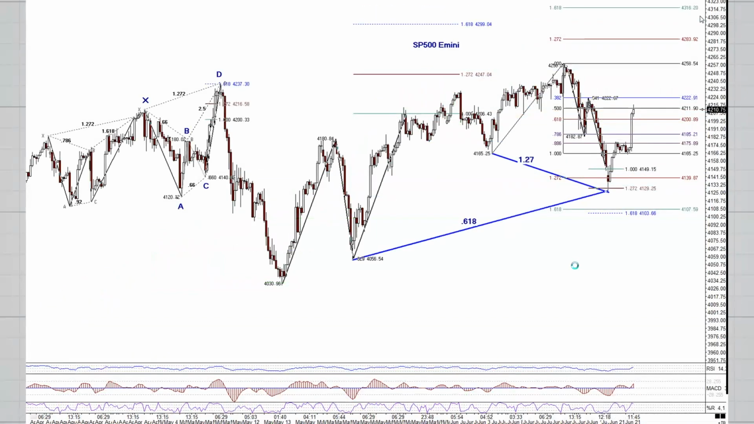So now we're scaling down to an intraday tick chart. I think it's about a 20,000 tick chart of the S&P 500.